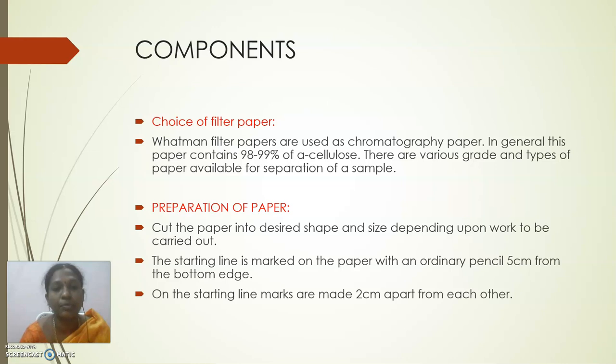And the next one is the preparation of the paper. The paper has to be prepared before we use it for chromatography. It has to be cut in the desired shape and size depending upon the work which we are going to carry out. The starting line is marked on the paper with an ordinary pencil 5 centimeters from the bottom edge. So from the bottom edge we have to draw a line that is 5 centimeters above the bottom. By using an ordinary pencil, we have to draw a line, and all the starting line marks are made 2 centimeters apart from each other.